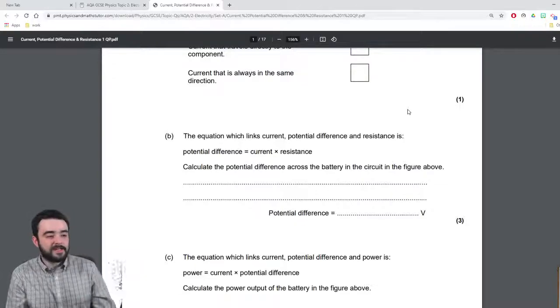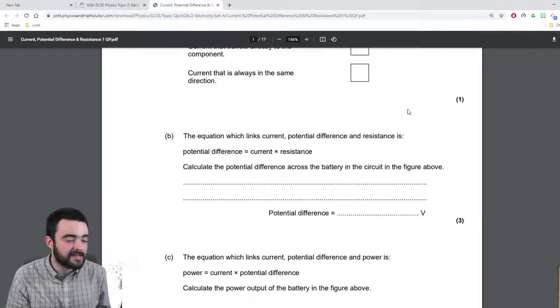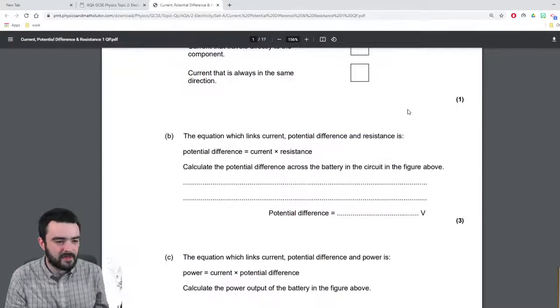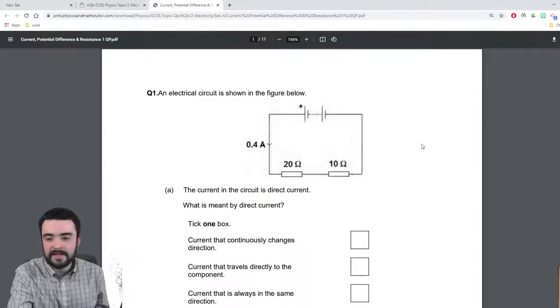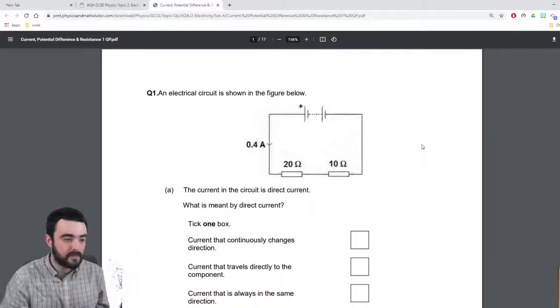The equation which links current, potential difference and resistance is potential difference equals current times resistance. Calculate the potential difference across the battery in the circuit in the figure above. 3 marks. Right, let's have a think about what we've got.